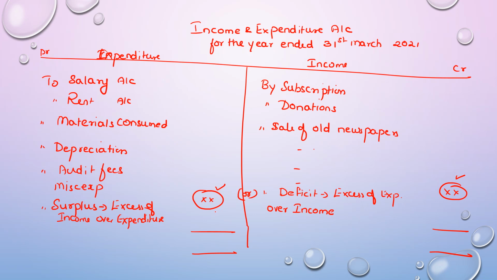So what is done with this figure? The surplus is added to the capital fund, also called the general fund, whereas if it is a deficit, it is deducted or subtracted from the capital or general fund. So this is how it is ultimately transferred to the capital fund.